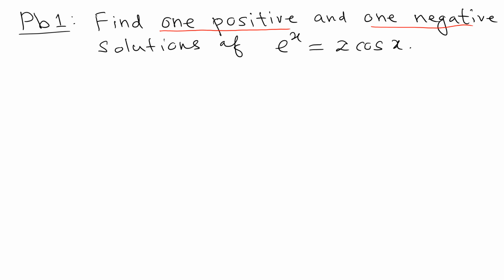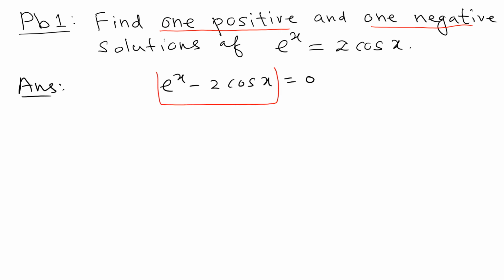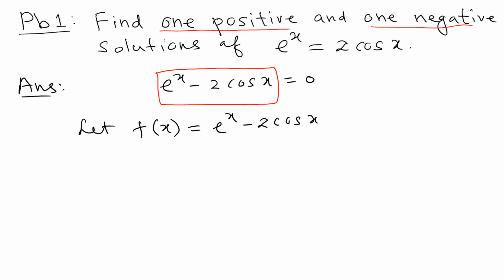This is how we do a problem like this. We can write this as an equation and set it equal to 0, because we are trying to find zeros. So first we have e^x minus 2 cosine x equals 0. Then we pick this part as the function. Let f(x) equal e^x minus 2 cosine x. That is the function we are talking about.